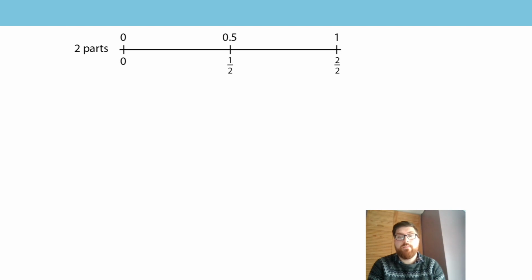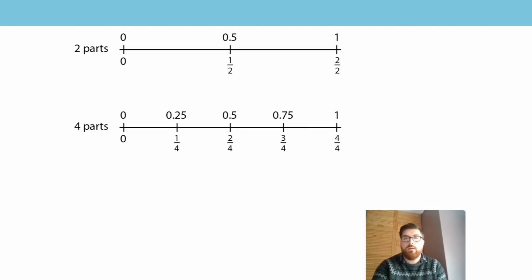Starting from 0. 0, 1/2, 2/2. Now 2/2 is equivalent to a whole, isn't it? Because when the numerator and the denominator are the same, that makes 1 whole. Okay, and we can count backwards. 2/2, 1/2, 0. Very simple.